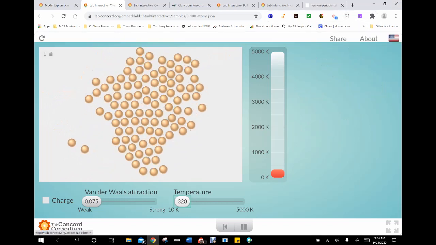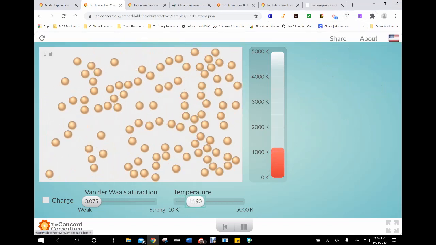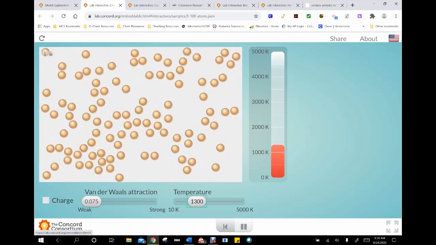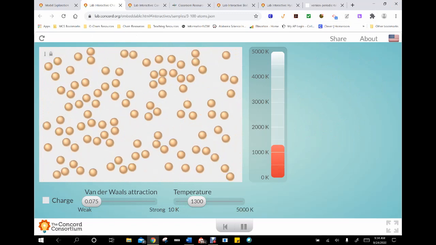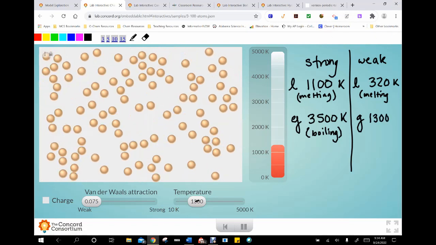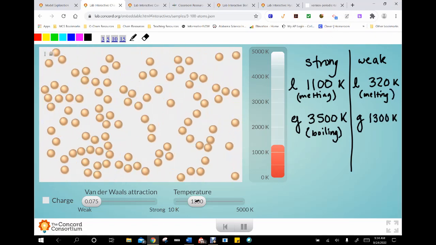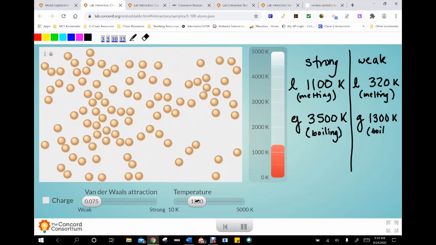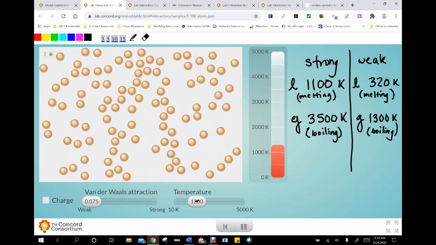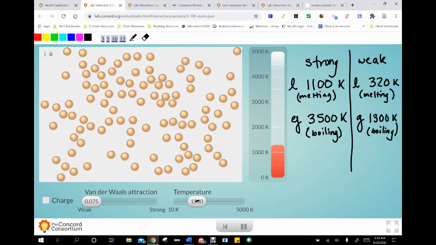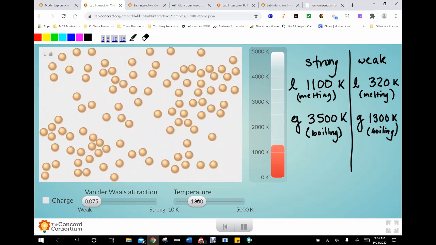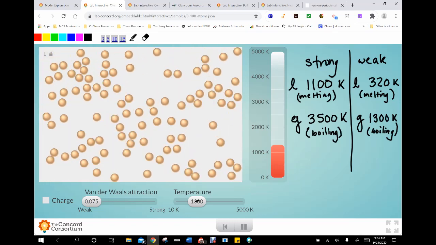All right, so let's look for the first sign of full gas. All right, maybe here at 1300. So let's make note of that. Wow, that is a substantial difference. So we see that when our attractions are weak, it is a lot easier for them to move into liquid and gas phases, because liquids and gases have weaker attractions than does a solid.